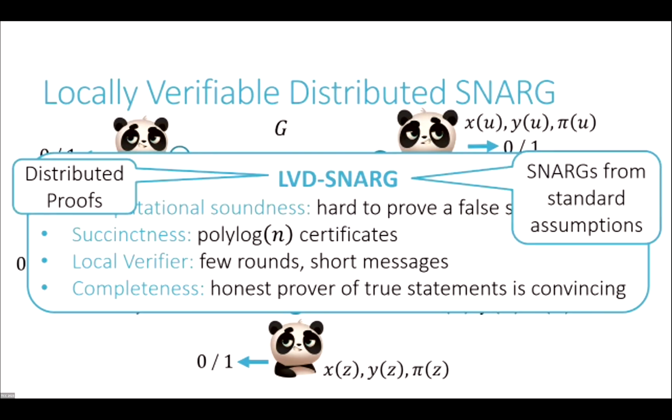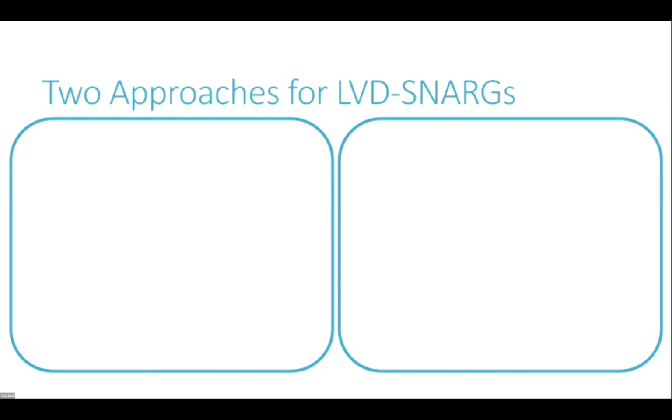Now, this notion relates to distributed proofs, which is a notion that we have in distributed computing. And this is actually the first computationally sound version of it, where we get more efficient solutions than in the current version. And it also relates to the SNARKs from standard assumptions world, where this fits quite nicely in the big picture of what we know to do from standard assumptions and what we don't know to do from standard assumptions. So there are two approaches for constructing these LVD SNARKs.